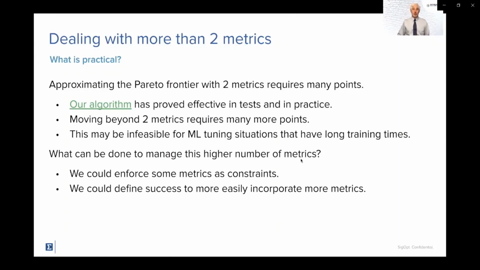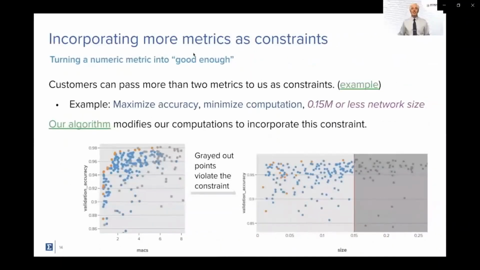We propose 2 strategies which are available in SigOpt today. One is to enforce some metrics as constraints, and the other is to reformulate the problem so that success is independent of the number of metrics. The process of incorporating metrics as constraints involves turning a numeric metric into good enough.